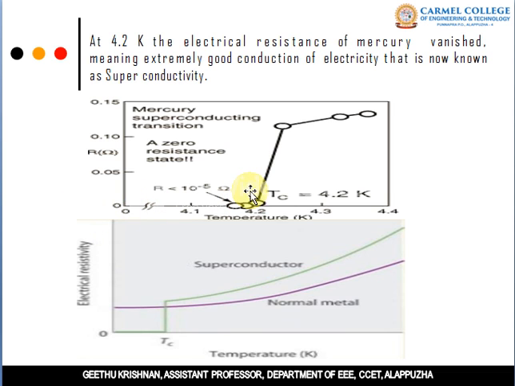So in the normal state, when we decrease the temperature, the electrical resistivity decreases and reaches a lower value, but it never becomes zero.